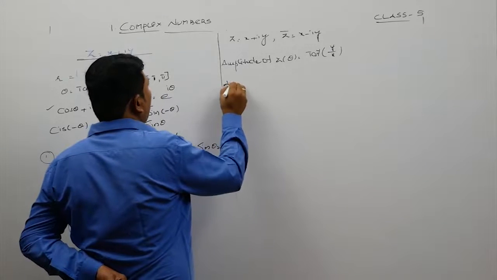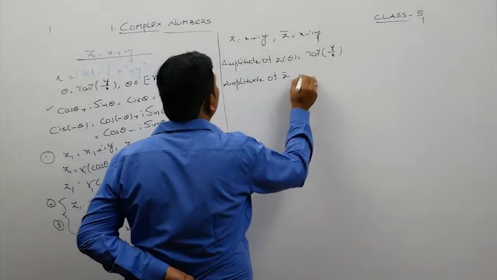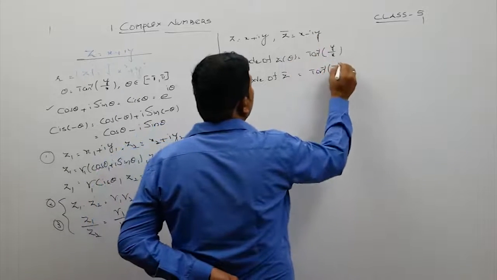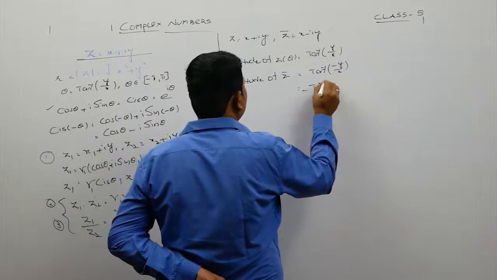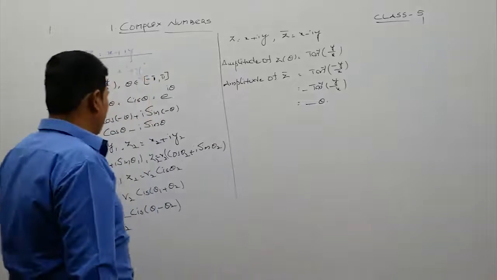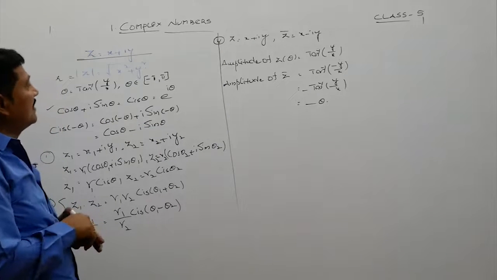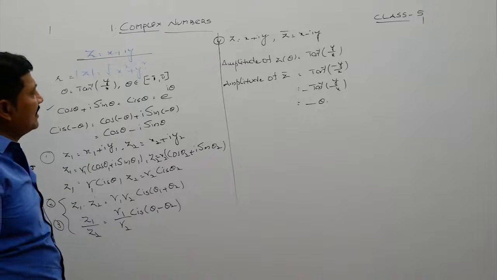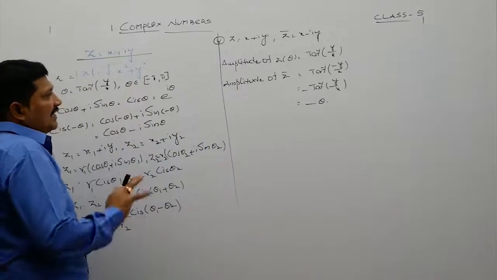Now let's observe here the amplitude of z bar is equal to tan inverse of, you can see there, minus y, so minus y by x, and tan inverse of minus y by x is equal to minus tan inverse y by x and is equal to minus theta. So this is another point to be remembered. Point number 4. z is equal to x plus iy, z bar is equal to x minus iy, then amplitude of z is equal to theta, then automatically amplitude of z bar is equal to minus theta. So the amplitudes differ by the negative sign.